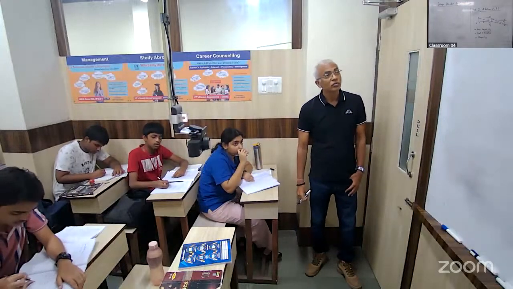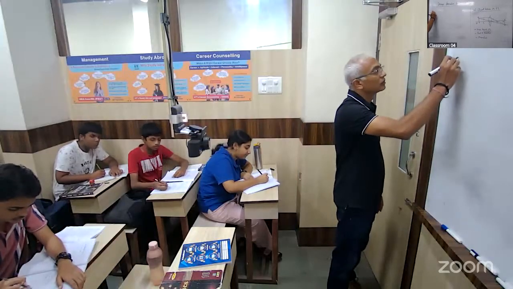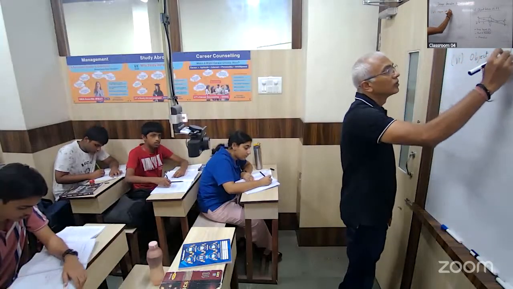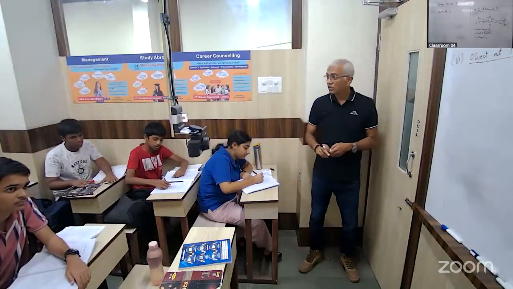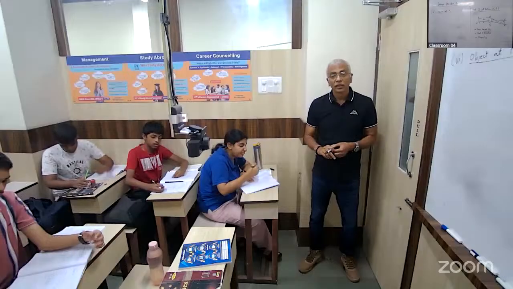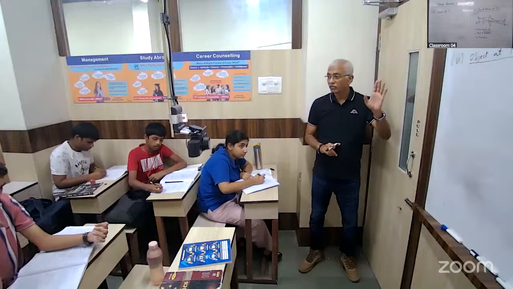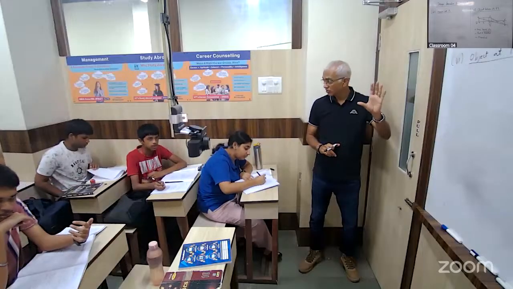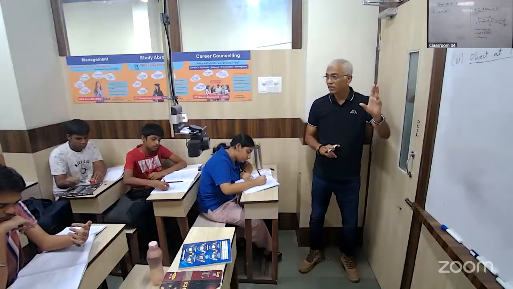What is the next object position? F1. Object at F1. So what have we observed so far? All the images are real and inverted. And as the object is approaching the lens, the image is going away from focus, and its size is increasing. This is the observation. The image is going away from focus and its size is increasing.